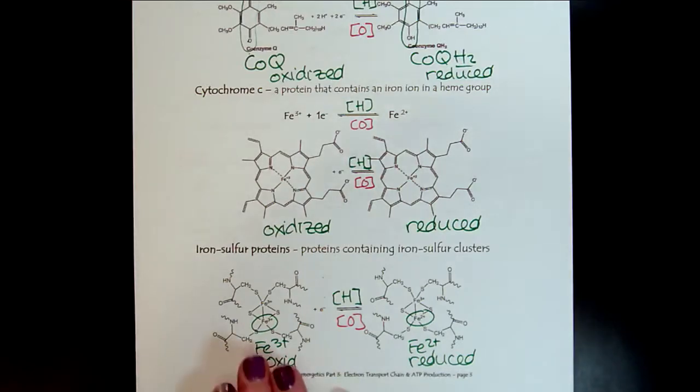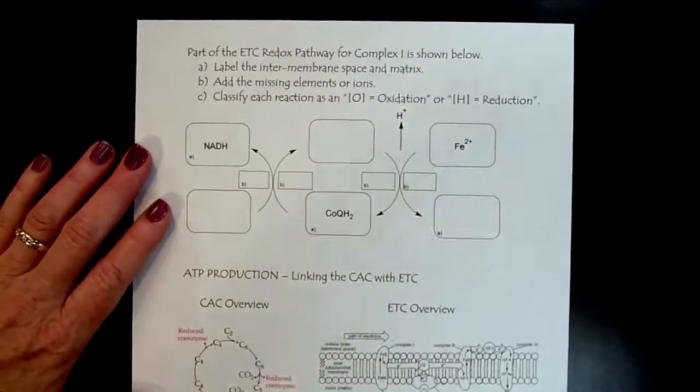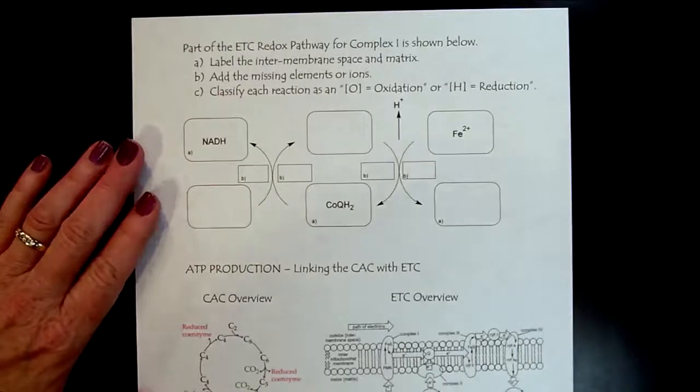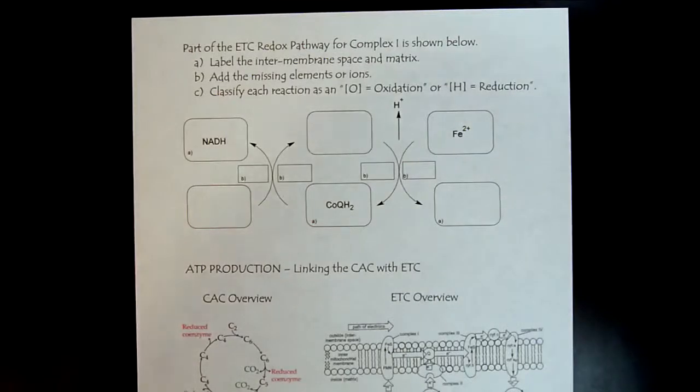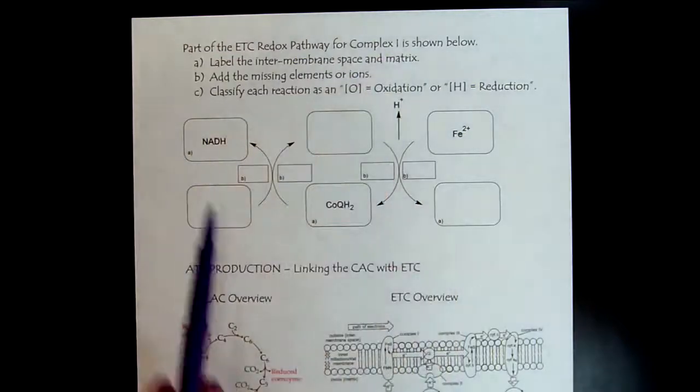Alrighty, so now let's practice this on the next page. So here is a portion of the electron transport chain pathway for complex 1. And here are 3 tasks.